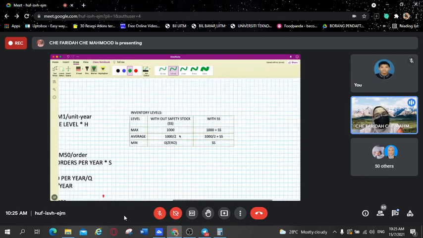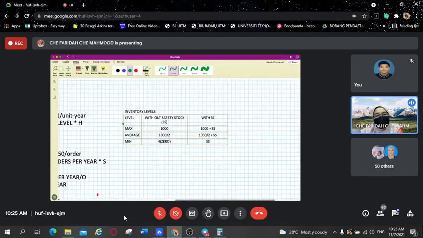But dalam store kita ada beberapa inventory level. Satu ialah maximum, satu average, satu ialah minimum. And this depends whether you carry safety stock or not. Kita simpan safety stock. Safety stock is meant to just in case we're running out of stocks, we have some.